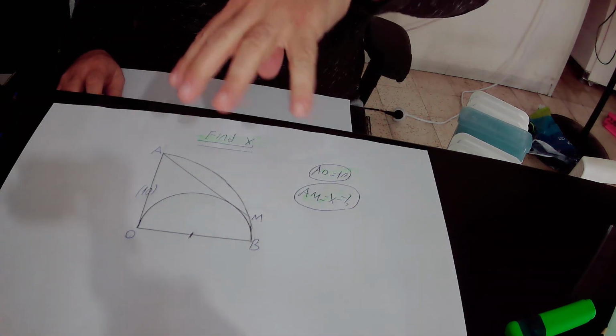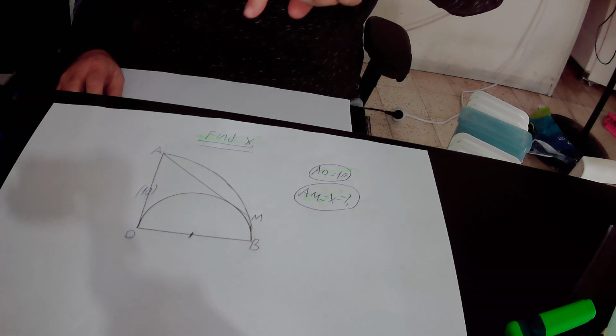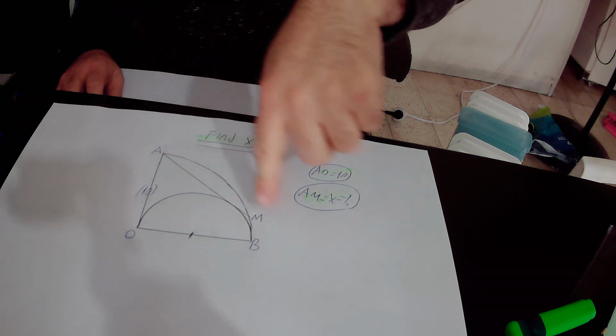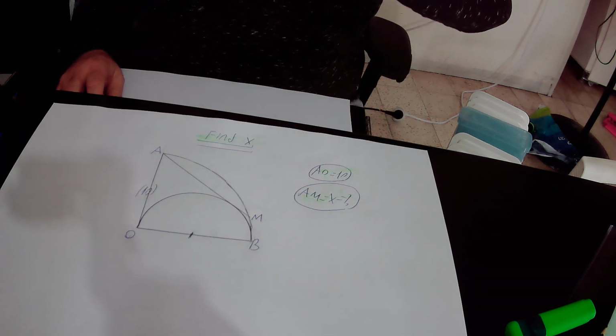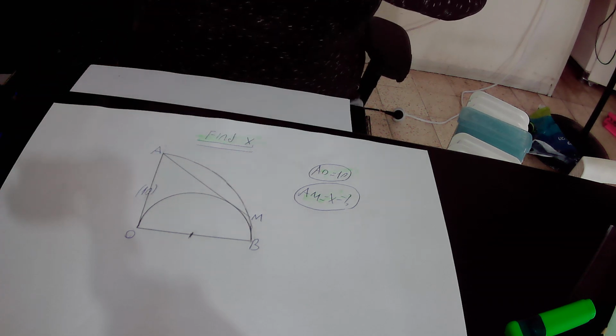Hello, in this lecture we find out the length of line segment X. In the drawing we have a quarter circle, AOB is a quarter circle. Inside this quarter circle we have a semicircle. In addition, you know that line segment AO equals 10 units in its length.